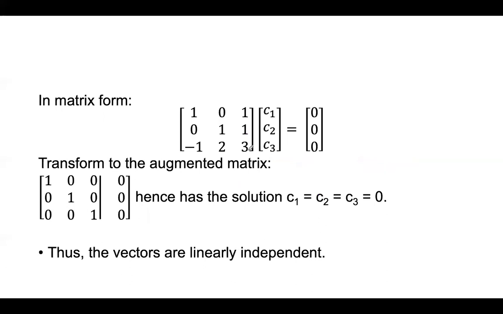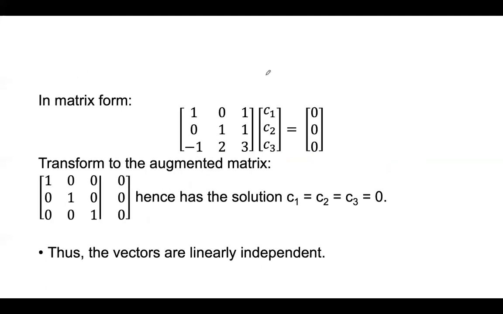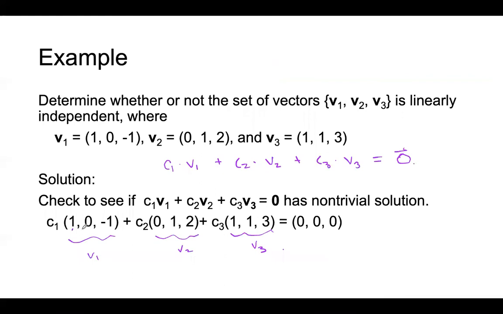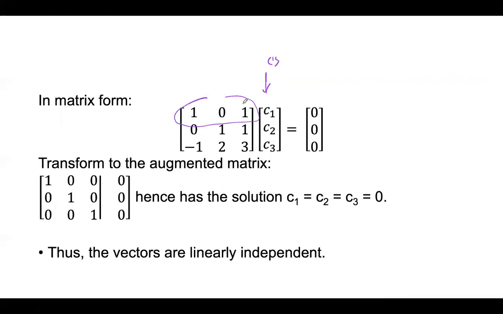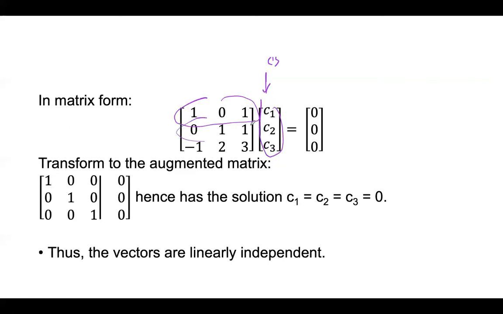So in matrix form, if we put the C's along here, we see that this would be 1, 0, 1. When multiplying it out, this part here, 1, 0, 1, would be C1 plus C3 is equal to 0, and so on.